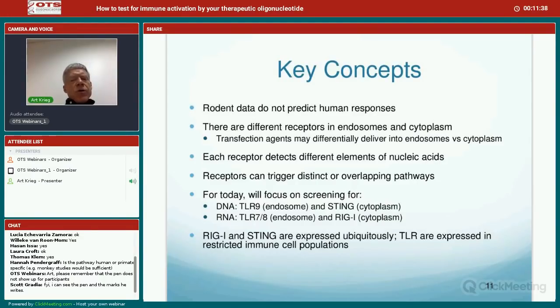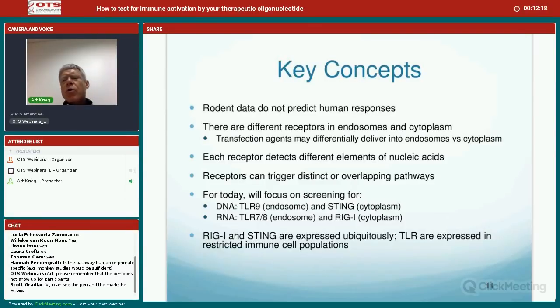Now today I'm going to focus on two of the DNA activated pathways, the TLR9 and the STING pathway, and two of the RNA activated pathways, TLR7/8. And I put those together because typically most RNA molecules will activate both TLR7 and TLR8. There's slightly different sequence specificities for TLR7 and TLR8 in humans, but in general, most RNAs are likely to activate both, and then RIG-I.